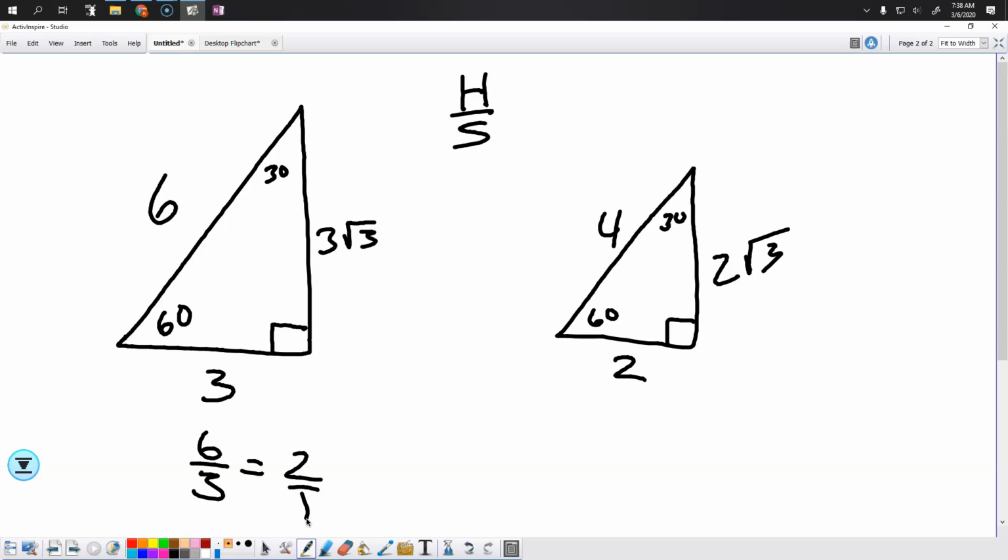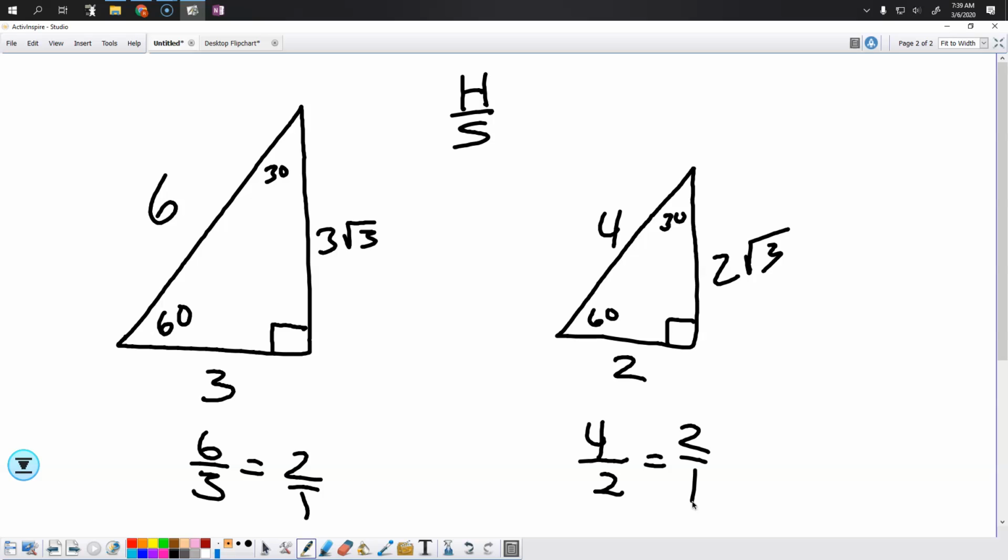Let's do it with this one over here. What's the hypotenuse on this one? And the short leg? If I reduce it, what do I get? You get the same answer. So here's what I want you guys to understand from this. The size of the triangles doesn't matter. If they are similar triangles, then they will always have the same ratio if you're using the same sides.